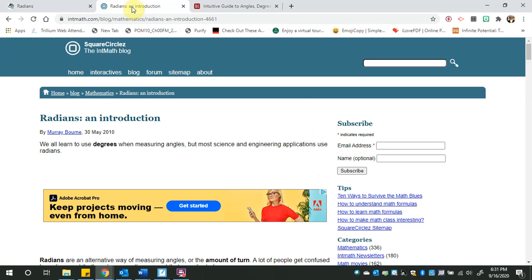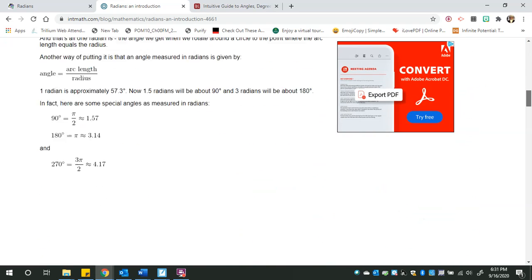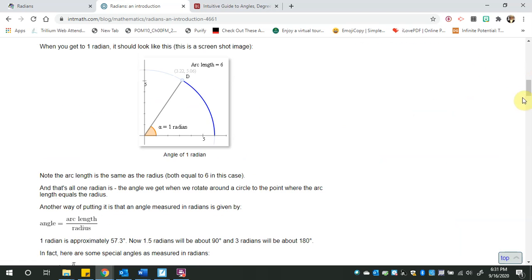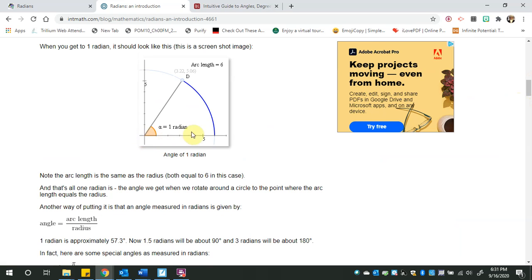This is another site. This is the int math site. I like this for quite a few reasons. I'm not going to spend a lot of time here, mostly because I've been waiting a really long time for this graphic to show up, and it just isn't. So hopefully if you open it and give this a read, your graphic will show up. It has something to do with the fact that this circle is 6 units for a radius, which means every radius is 6 units. And then when you make this blue curve 6 units long, you've created 1 radian of an angle.